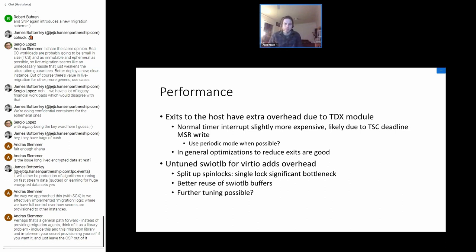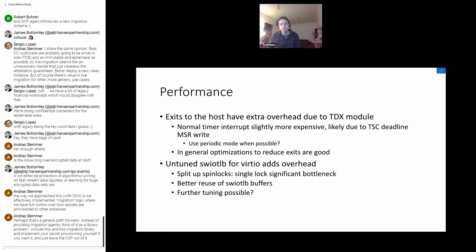So we had cases where you spent like 20% of the time in spin locks, because software IOTLB has a single spin lock. So we have patches in the works to split up the spin locks. So essentially partition the software IOTLB into areas which have their own spin lock, to reduce this problem that they're all contending on the same lock.